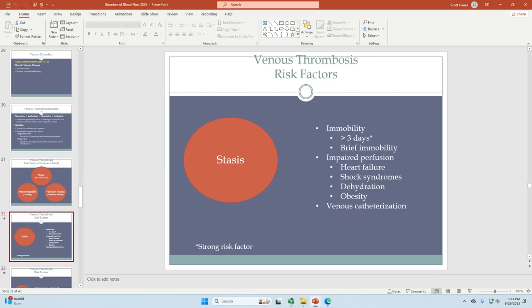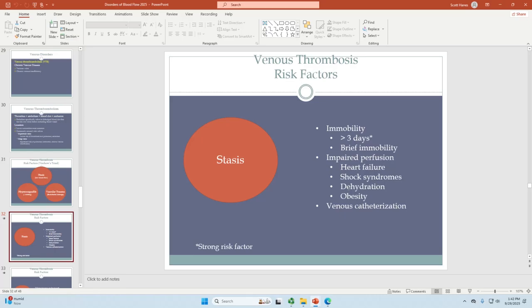Heart failure is a big one, right? You get decreased cardiac output because the heart doesn't function as well. You're going to have a lower amount of flow to the rest of the body, a lower intensity of flow, so that increases the risk as well. Any sort of shock syndrome, prolonged dehydration, because you have low blood volume, low flow, but you also concentrate the coagulation factors that are there. Obesity is a risk factor as well.